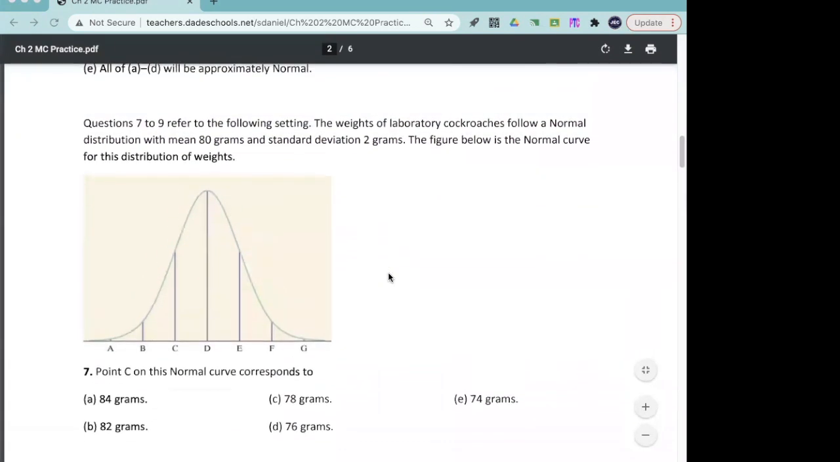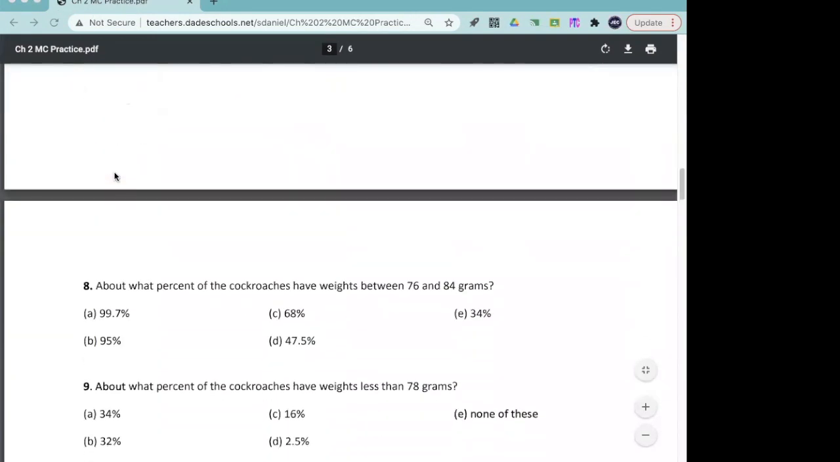Okay, number 7, point C on the normal curve. So if the mean is 80, that would be right here. If a standard deviation is 2, so C would be 78, because it's 1 standard deviation away. So that's just minus 2. And number 8 is what percent of cockroaches have between 76 and 84.